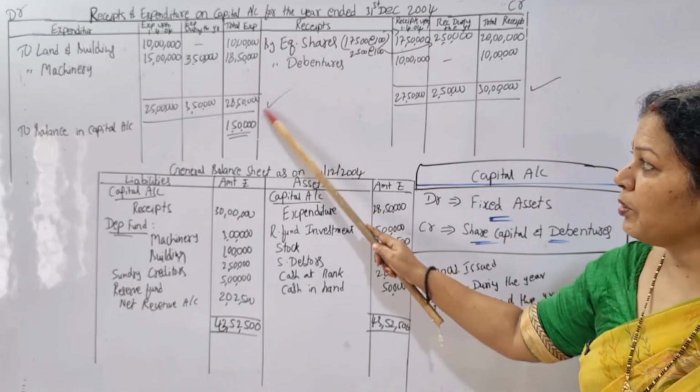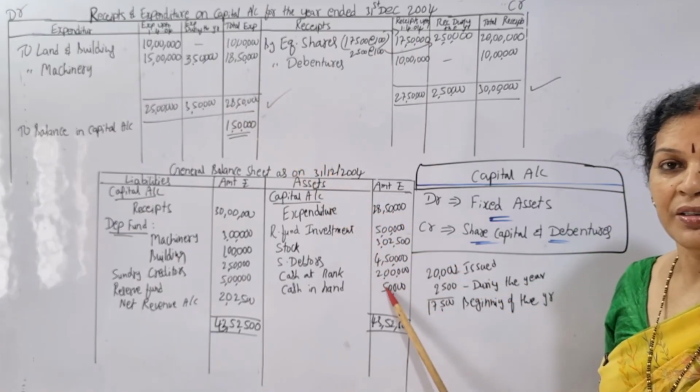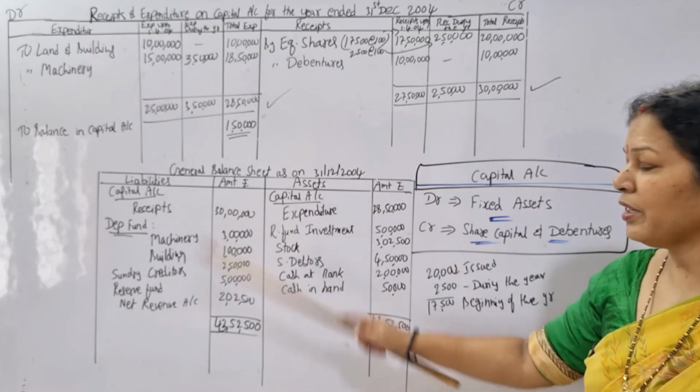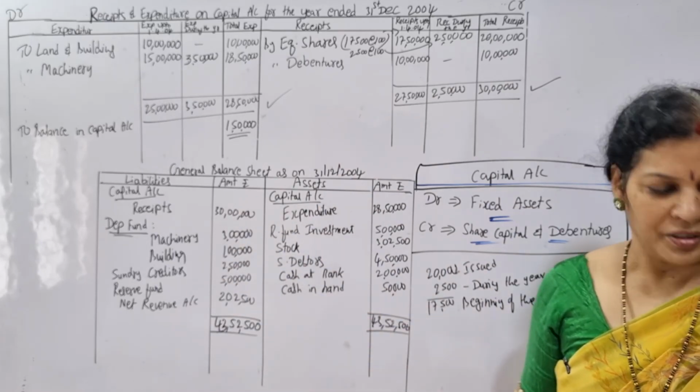Okay. And this final amount will be transferred to the asset side, and this amount to the liability side. And the balance sheet is done. Screenshot.